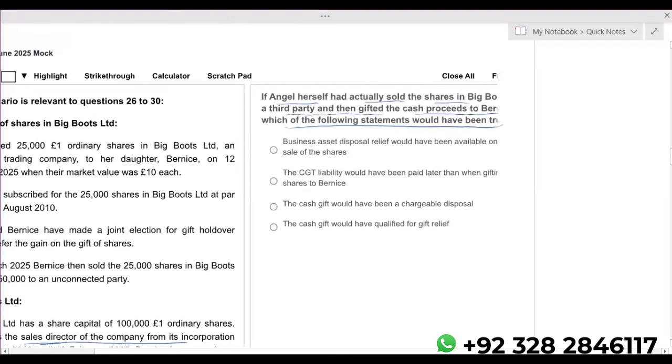So which statement is true? I've already told you cash under CGT is exempt. Let's see. Business asset disposal relief would have been available on this. Yes, true.